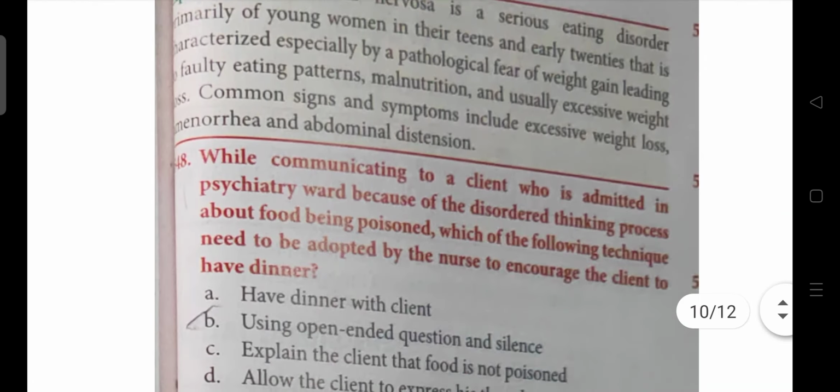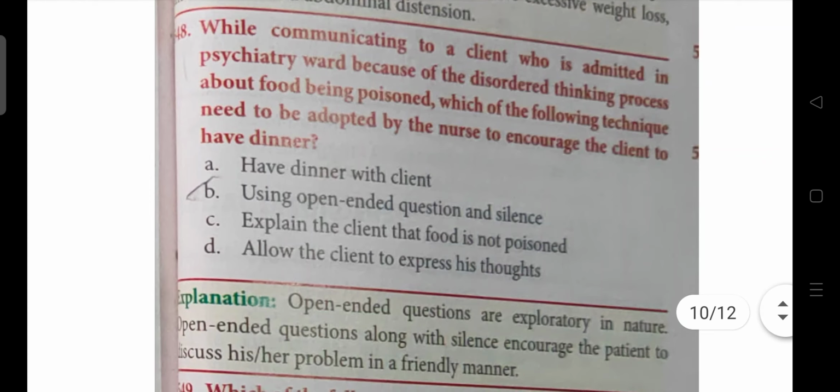Next, while communicating to a client who is admitted in a psychiatric ward because of a disordered thinking process about food being poisoned, which of the following techniques needs to be adopted by the nurse to encourage the client to have dinner? Option B হবে using open-ended question and silence.